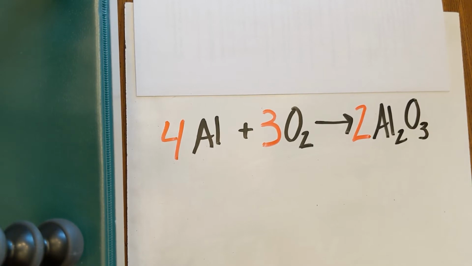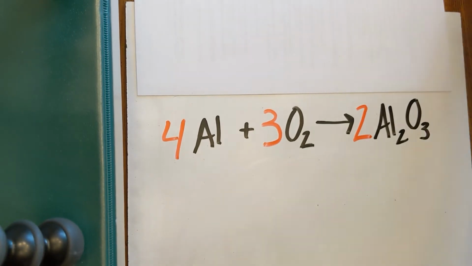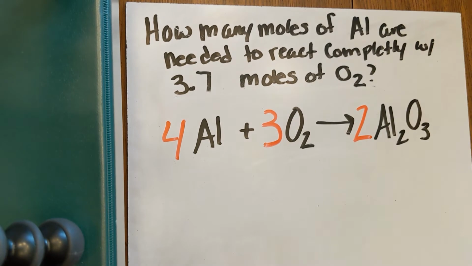It's a really, really big number, but it's kind of like saying if I had 4 dozen aluminum and combined them with 3 dozen oxygens, I could produce 2 dozen aluminum oxides. So let's imagine for a second that you have a chemist who has 3.7 moles of oxygen, and he's wondering how many moles of aluminum he needs in order to produce his aluminum oxide.